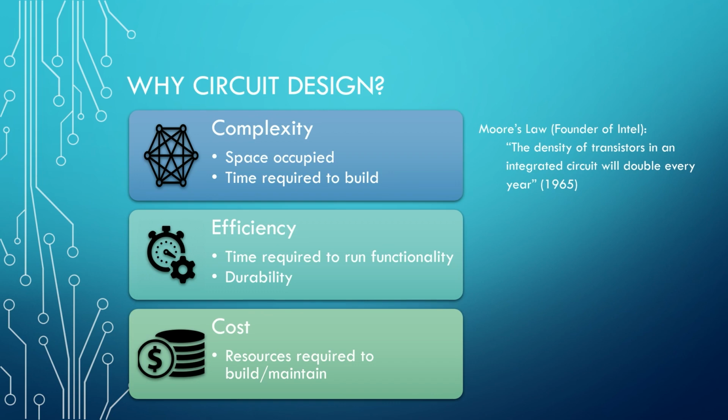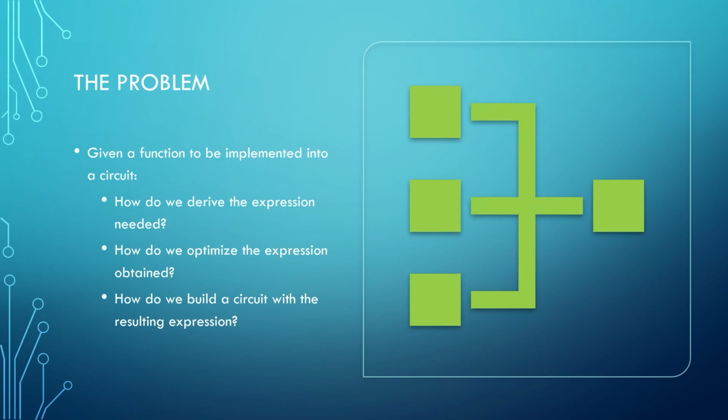And lastly, cost, as a reduced circuit with less components requires fewer resources to implement, and thus less equipment to maintain. These three elements are closely related to an important concept called Moore's Law, which further shows that constant work in circuit design has a correlation with a trend in which the density of transistors doubles every year, meaning that with each iteration, the same number of components will fit in a smaller space. Now let's present the problem. In this presentation, we will be going over the process of implementing an optimized circuit, in which we must know how to derive the expressions that we need, how to optimize the expressions obtained, as well as how to build the circuit with the resulting expression.